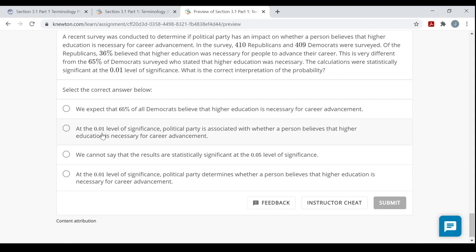Right. So at the 1% level of significance, political party is associated with whether a person believes education is necessary for career advancement. Right, it seems that way. It doesn't look like there's no difference. It looks like there is a difference based on political party. Political party does have an effect. All right. Political party determines whether a person believes.